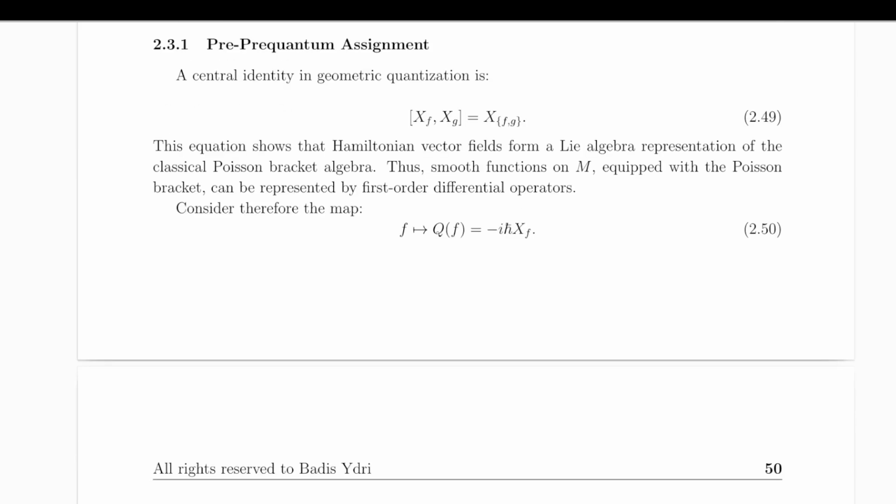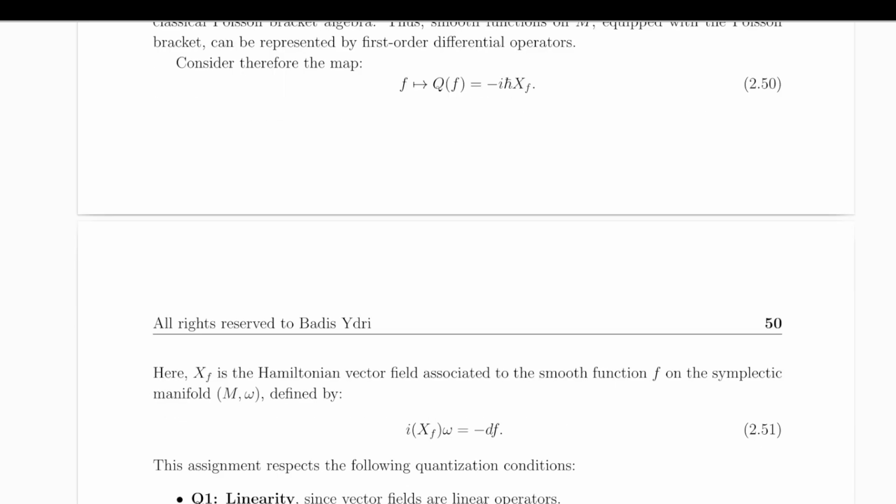At the heart of geometric quantization lies a simple but powerful identity. The commutator of Hamiltonian vector fields mirrors the Poisson bracket of classical observables. This observation suggests a natural first attempt at quantization: to associate to each classical observable a first-order differential operator, specifically the Hamiltonian vector field multiplied by -i times Planck's constant.